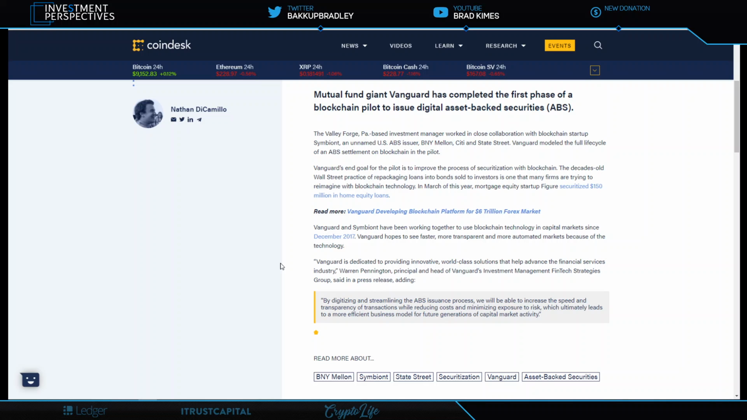In March of this year, mortgage equity startup Figure securitized $150 million in home equity loans. Vanguard and Symbiont have been working together to use blockchain technology in capital markets since 2017. Vanguard hopes to see faster, more transparent, and more automated markets because of the technology. Vanguard is dedicated to providing innovative world-class solutions that help advance the financial services industry, Warren Pennington, principal and head of Vanguard's Investment Management FinTech Strategies Group, said in a press release, adding, by digitizing and streamlining the ABS issuance process, we will be able to increase the speed and transparency of transactions while reducing the cost and minimizing exposure to risk, which ultimately leads to a more efficient business model for future generations of capital market activity.